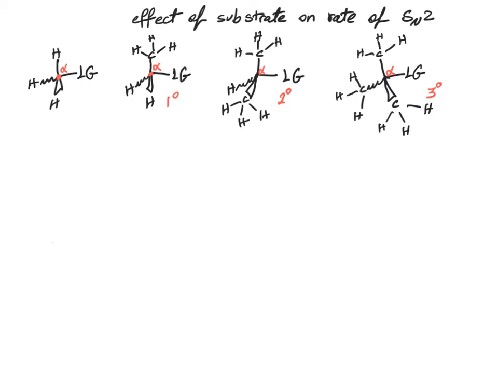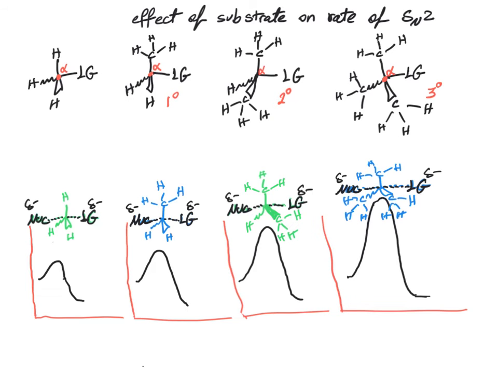In secondary substrates, there are 2 bulky groups, 2 alkyl groups bonded to the alpha carbon. So it's harder for the nucleophile to reach the alpha carbon of secondary substrate compared to the alpha carbon of primary. And tertiary is the worst one because the alpha carbon is bonded to 3 alkyl groups. So it's very hard for the nucleophile to reach the alpha carbon of a tertiary substrate.